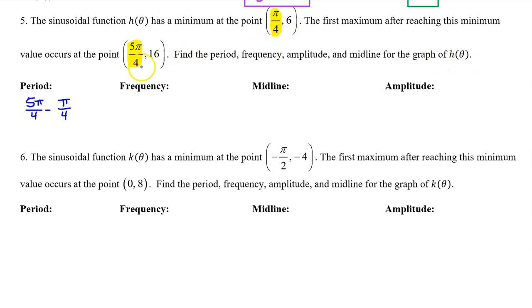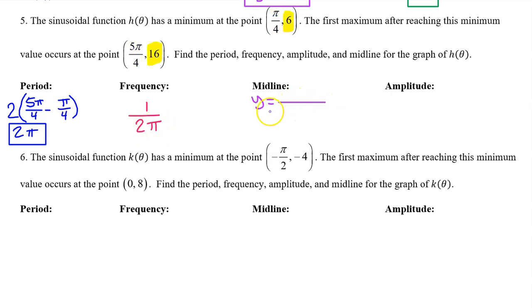The horizontal distance between consecutive max and min will be given by 5 pi over 4 minus pi over 4. But this is half the period. So if we double it, now we have the value of the period. 5 pi over 4 minus 1 pi over 4 is 4 pi over 4, which is simply pi. So we have 2 pi, and that's the period. The reciprocal of the period gives the frequency, which is 1 over 2 pi.